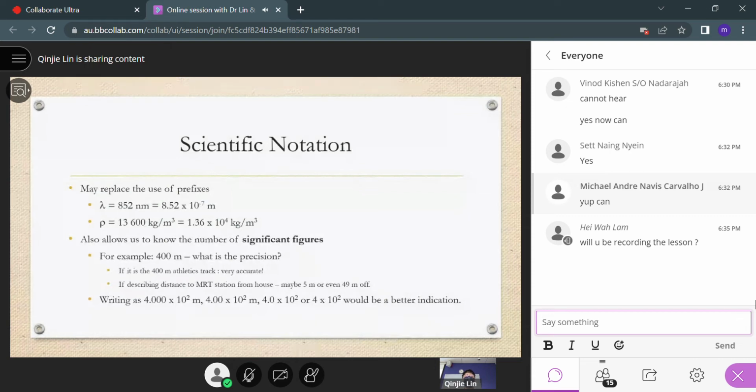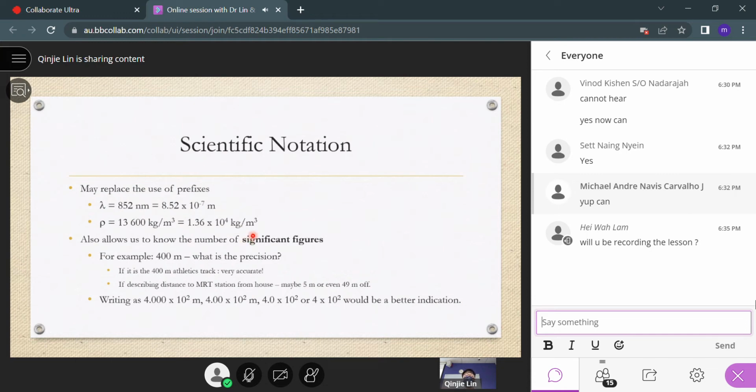So that's prefix. We also may use scientific notation to replace the use of prefix. This is just another way to describe big numbers, or numbers with a lot of decimals or zeros. If you use scientific notation, it will look like that. 852, this is nanometers. If you write scientific notation, you write a number here, then you put times 10 to the power of something. If you see it in this form, this is a scientific notation. Sometimes we use this to write our numbers as well. This is just another example.